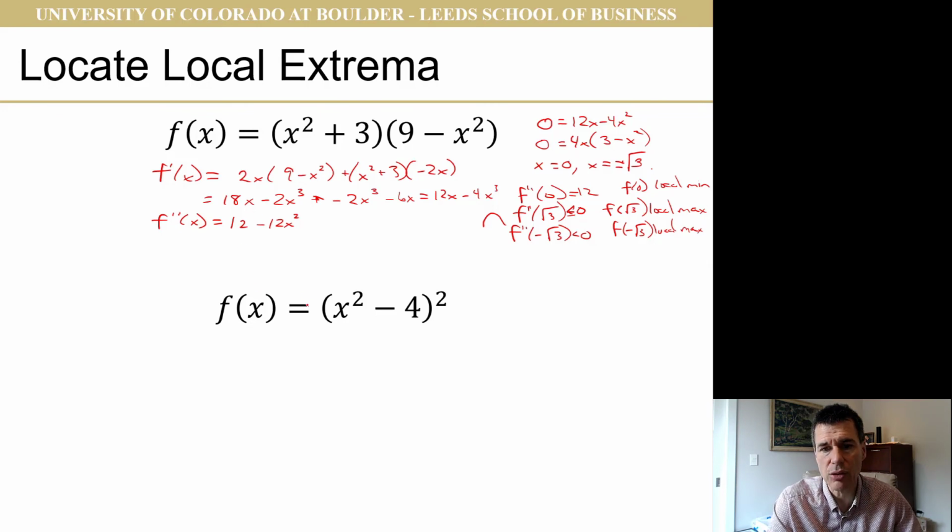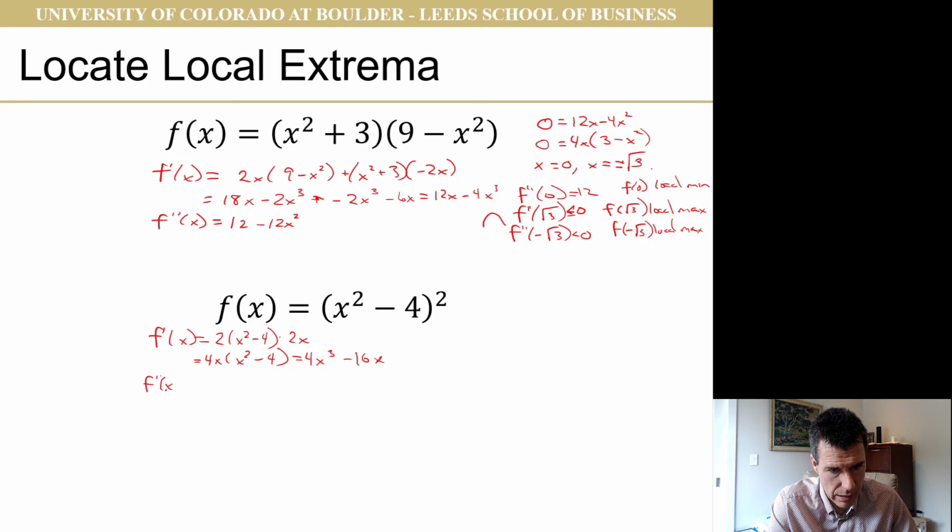All right, one more problem. f of x equals x squared minus 4, the quantity squared. Step 1, take the derivatives. f prime of x equals 2 times x squared minus 4 times 2x. I'm going to multiply all this out, so we've got 4x times x squared minus 4, which is 4x cubed minus 16x. So there's my first derivative. Second derivative, derivative of this function, 12x squared minus 16.